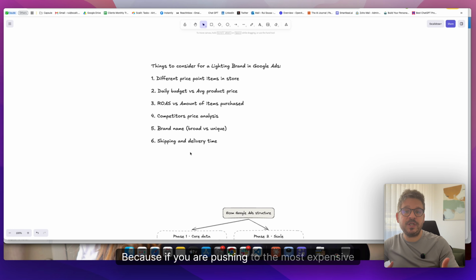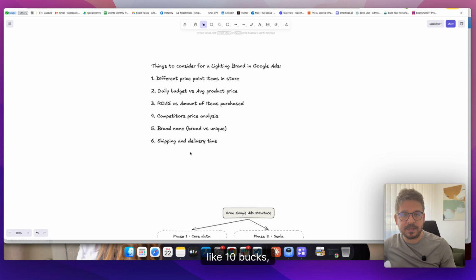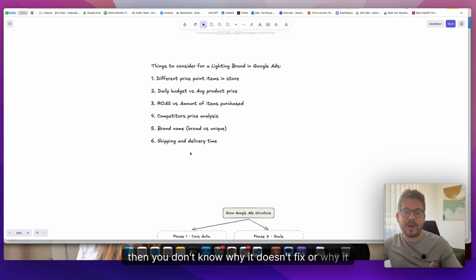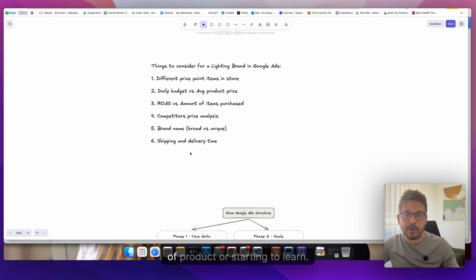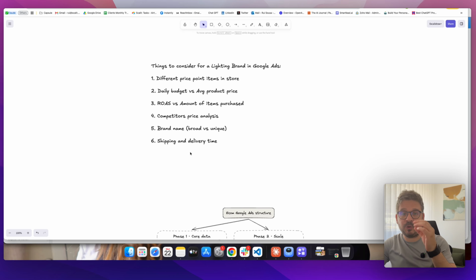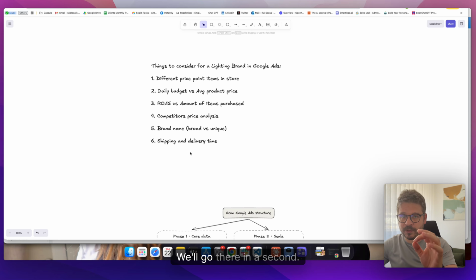Because if you are pushing to the most expensive and you don't take care of it, and you just have like a $10 a day budget, then you don't know why it doesn't work. Well, because Google is pushing for a specific type of product or starting to learn. So you have to have that in consideration, which is different price points, what should you target, and so on. And we'll go there in a second.